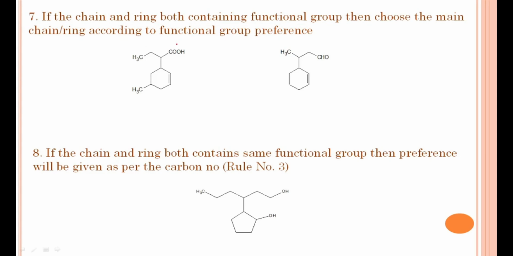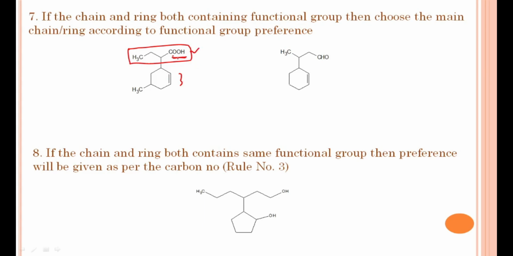If the functional group is present in both the side chain as well as in the ring structure, then we have to select according to functional group preference. As per the preference, the functional group comes first, then second is double bond, then triple bond. Here the main functional group is COOH, and this is a double bond. So we have to give preference to this COOH. So if you give preference to this side chain, that will be the main chain, and this will be the substituent.